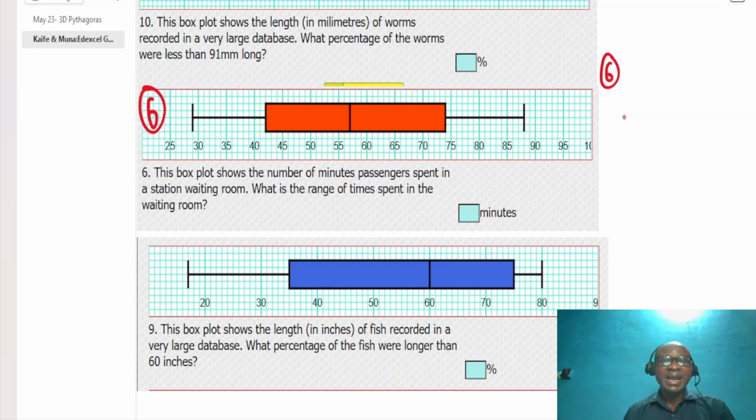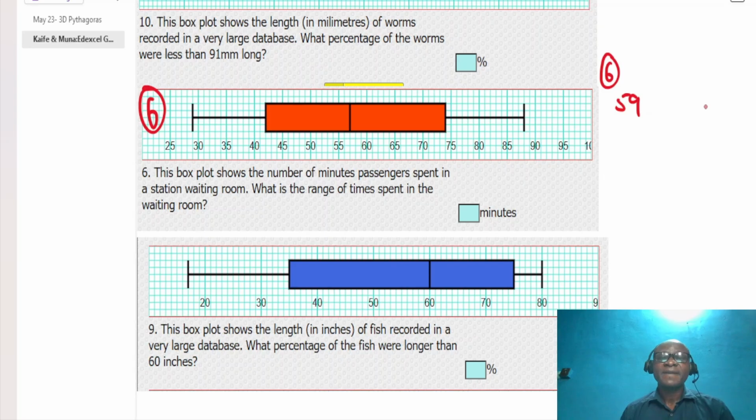The question, number 6, asks what is the range? I gave you the formula above. What is the range? 59. Mona, 59. Kaife, you said 59 or 69? Yes, 59. Okay, Mona, what is your own answer to number 6?